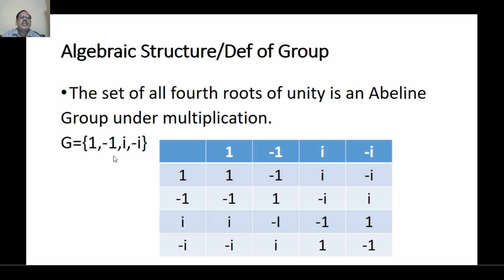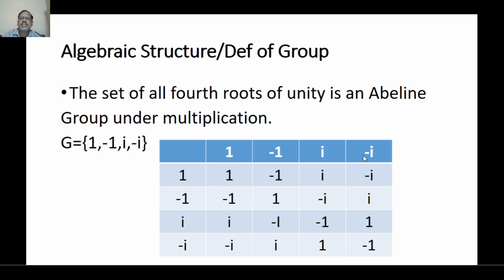You observe that all these elements are the elements of G, therefore it satisfies the closure property and associative property, and 1 acts as the identity element. You observe that this is 1 into 1, 1 into minus 1, like this. So 1 acts as the identity element. Inverse of 1 is 1, inverse of minus 1 is minus 1, because minus 1 into minus 1 is plus 1. Here i is an imaginary number, i square is minus 1. i into i is minus 1, and i into minus i is 1. So inverse of i is minus i, and inverse of minus i is i.